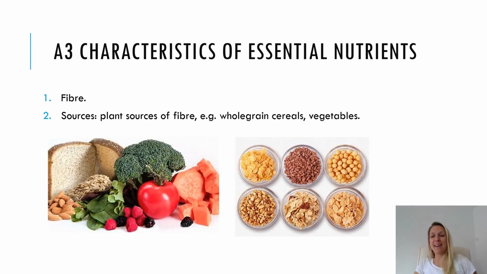And okay, nearly there, fibre. So fiber helps us with digestion. So some people who don't have fiber, so deficiency of fiber, if their digestion isn't working properly, it can sometimes give you constipation, stuff like that. So having good fiber in your diet is really important. So cereals, lots of vegetables, some beans, pulses, lentils, stuff like that. Really good fiber.